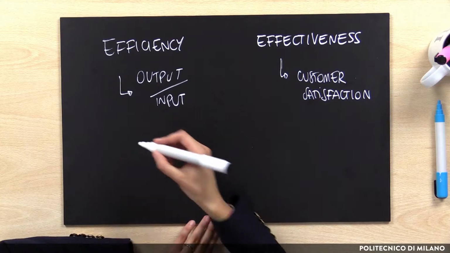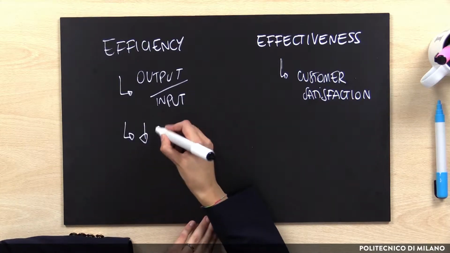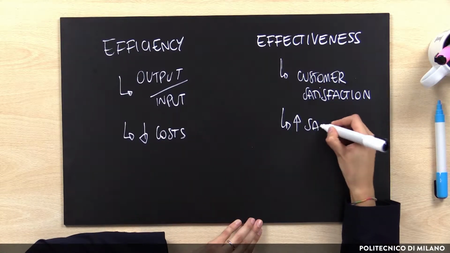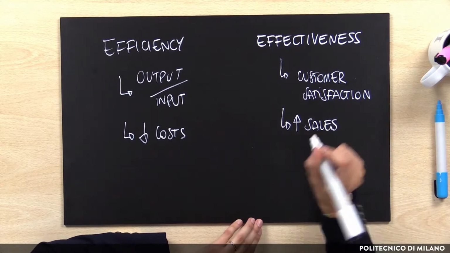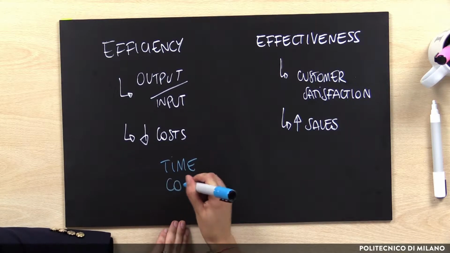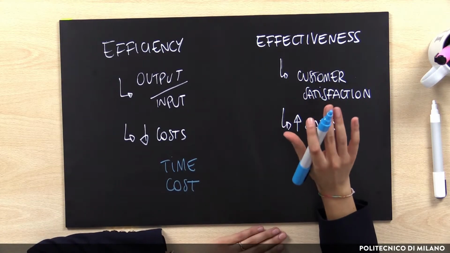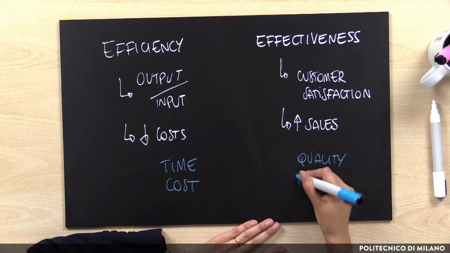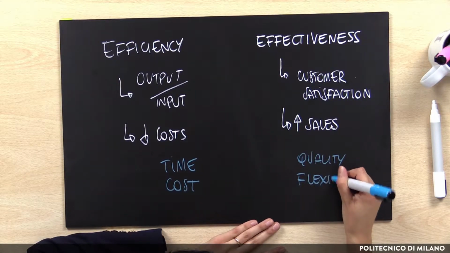Efficiency contributes to reach the company goals by decreasing the total costs, while effectiveness determines an increase in sales and turnover by generating a higher customer satisfaction or a higher number of customers. Referring to the different operational performances we saw in the dedicated lecture, we can say that time and cost typically determine the efficiency of the process, while quality and flexibility typically determine the effectiveness of the process.